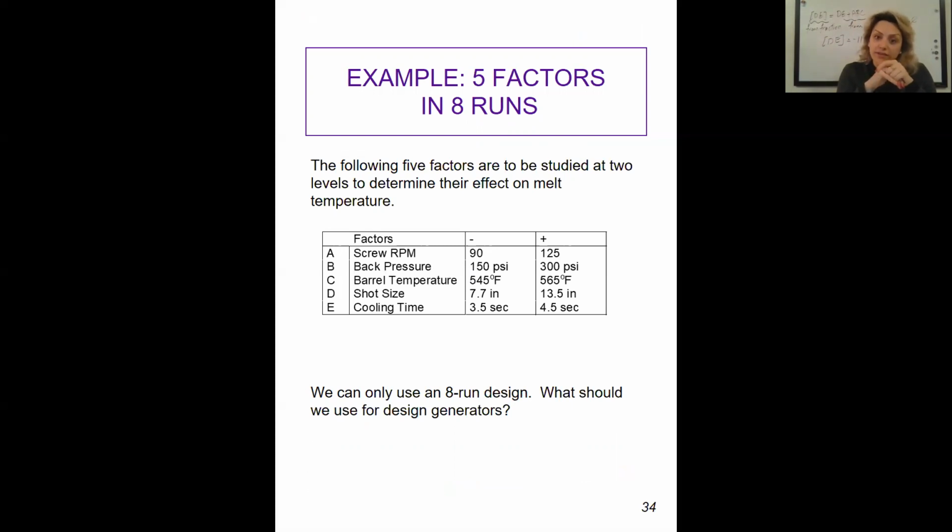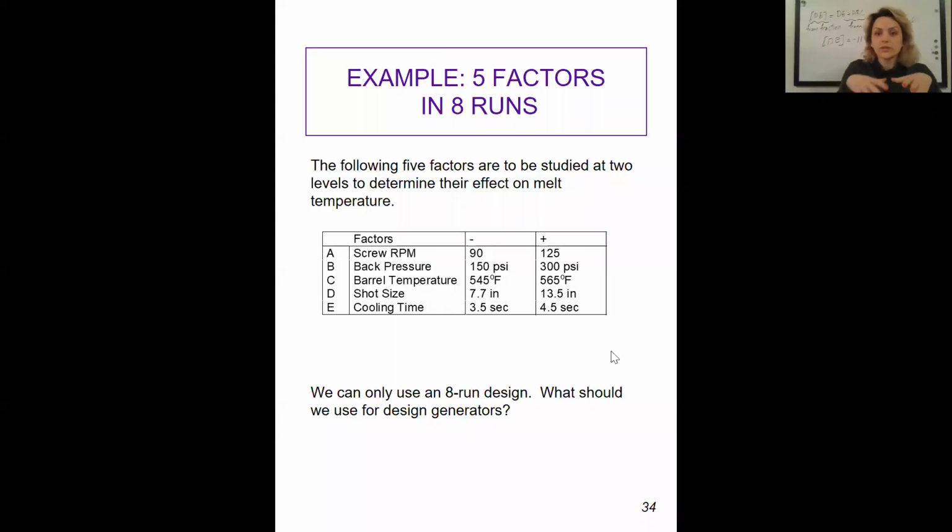The following 5 factors are to be studied at 2 levels to determine their effect on melt temperature. We can only use, let's say, an 8-run design. What should we use for design generator? What would be your answer? You can pause the video and answer this and then come back and compare it with our answer.